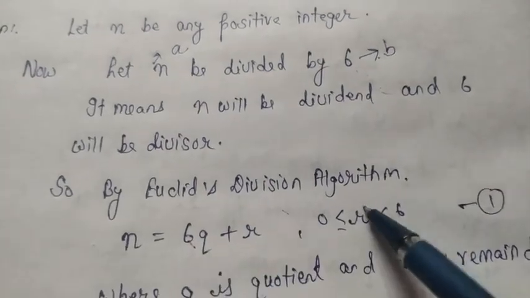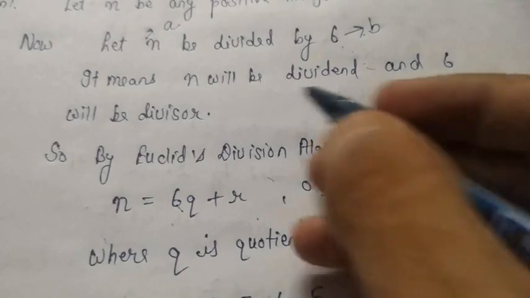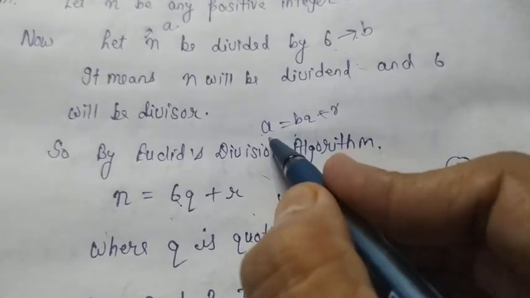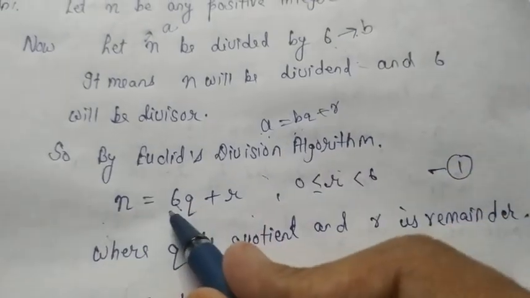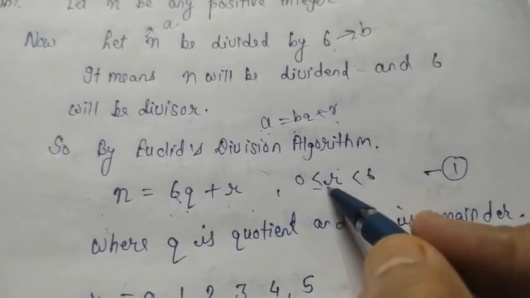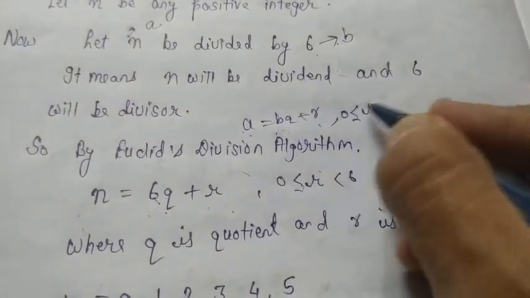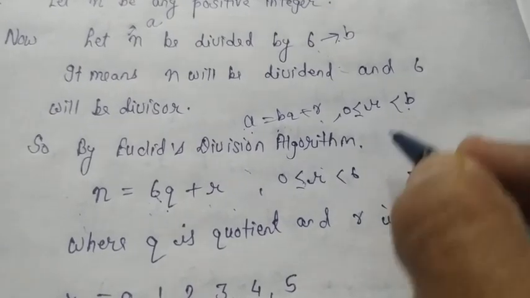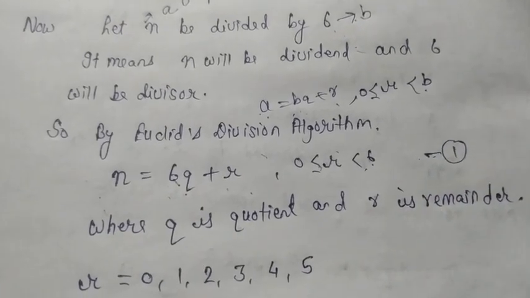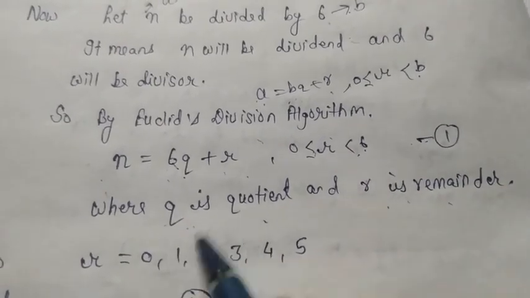So by Euclid division algorithm we can say n is equal to 6q plus r. You know a is equal to bq plus r, where a is dividend, b is divisor. So in place of a, n is here, in place of b, 6 is here, in place of q, q is here, and in place of r, r is here. And r is greater than or equal to 0 and less than 6. In Euclid, r is greater than or equal to 0 and less than b, but here b is 6. That's why I have written 6. So this statement can be written as equation number 1. And q and r are quotient and remainder. They both are integers only.